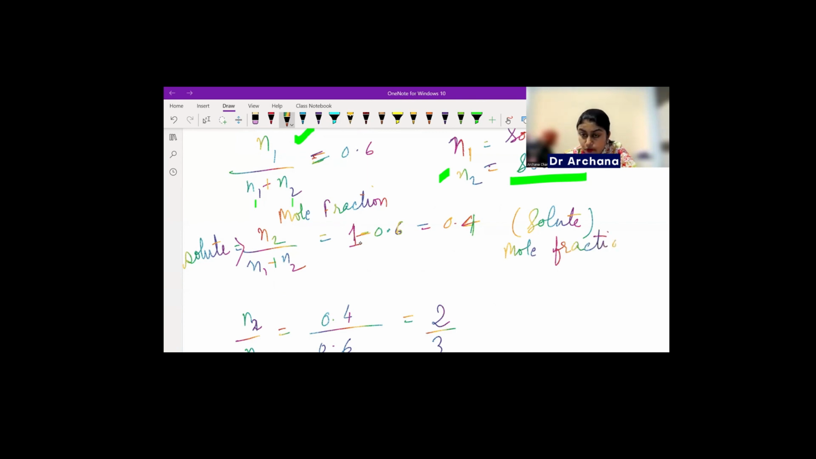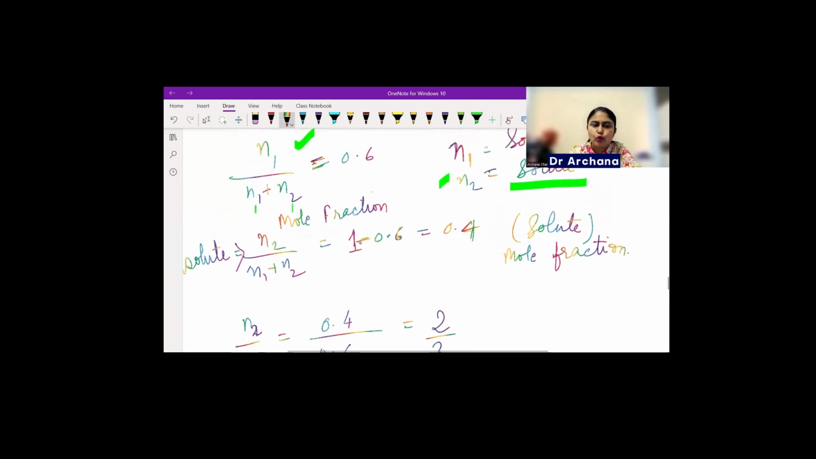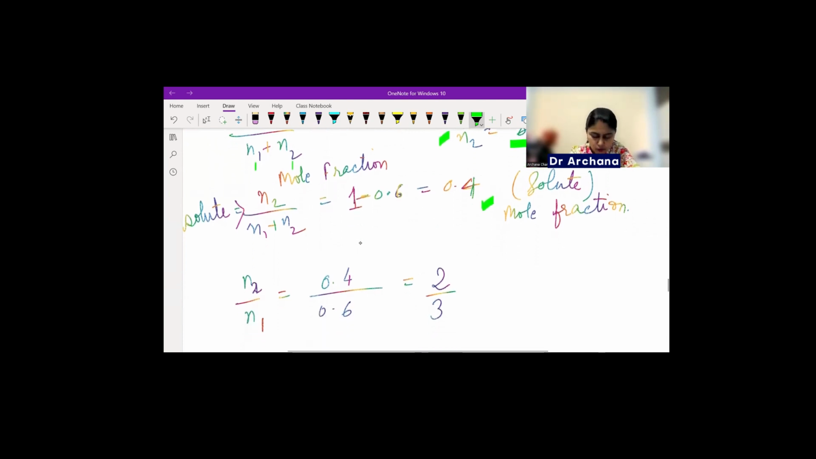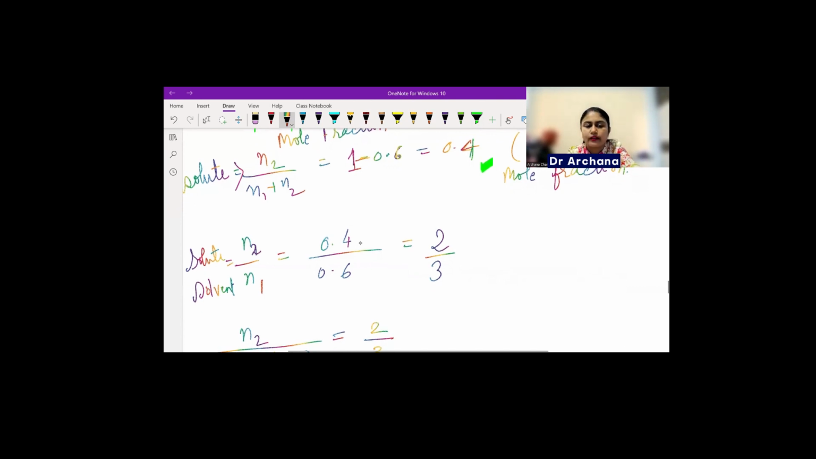Now how do we proceed from here? We now have two quantities. One is the mole fraction of solvent, that is water, and one is the mole fraction of solute. So what I do is I divide the mole fraction of solute, N2, by the mole fraction of solvent, and get a ratio that is equal to 2 by 3.